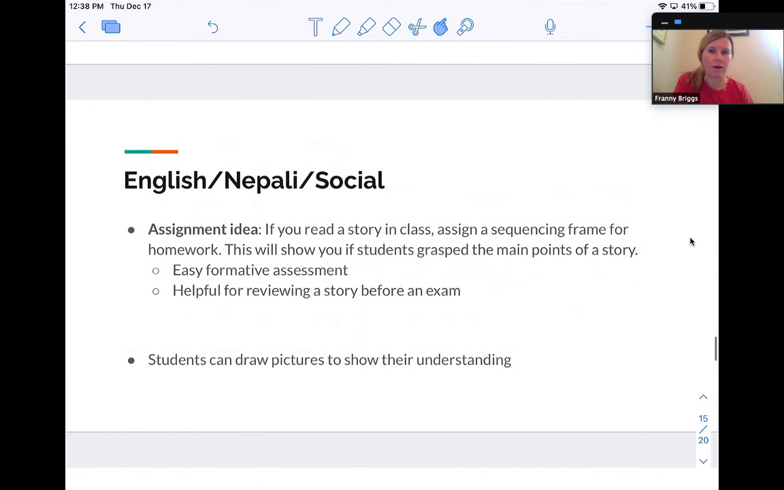So if you are an English or Nepali or a social teacher, maybe you read a story in class. If you're in social, maybe you learned about a war or an event or a law that passed or something.